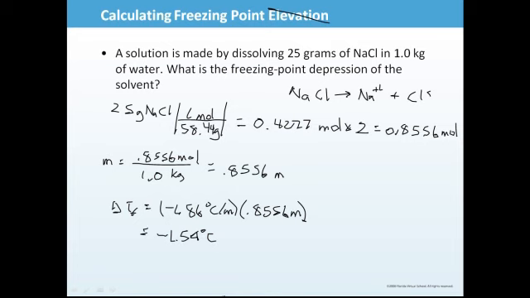Okay, so again, a key part here is to make sure you check to see if it is an ionic compound or a covalent compound. If it's covalent, then I just work it as is. If it's ionic, then remember to multiply by how many particles you will get to get the total moles of particles, and then continue the calculations from there.